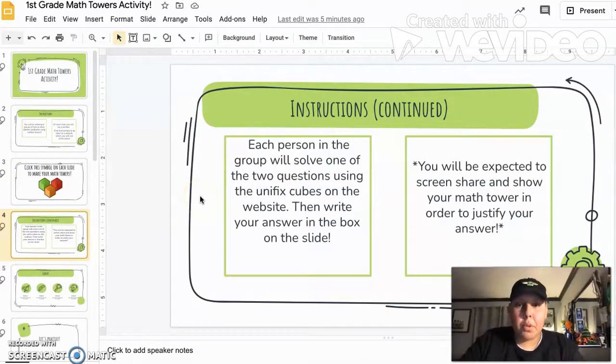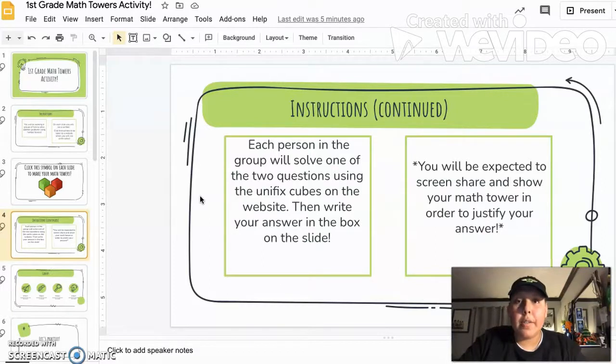Each person in the group will solve one of the 2 questions using Unifix cubes on the website. Then you are going to write your answer and equation in the box on the slide. Now you're going to be expected to show your work using your math tower that you're going to create in order to justify your answer. So make sure that you are getting those math towers built so that when we come back to class in about 15 to 20 minutes, everyone's going to be sharing.